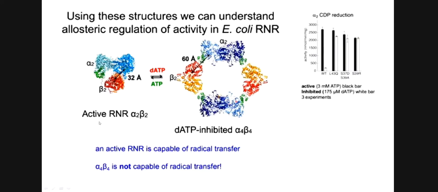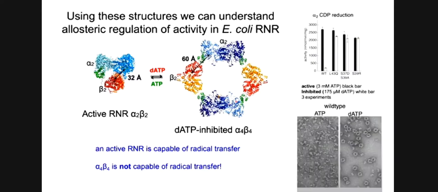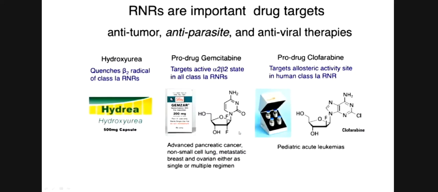In the active ribonucleotide reductase, the distance between alpha 2 and beta 2 is 32 angstrom, but in the presence of dATP, a donut-like ring system is formed. The distance becomes 60 angstrom, so the radical transfer cannot happen, and alpha 2 cannot do the reduction. Here is one image where in the presence of ATP there is no ring, and in the presence of dATP the rings are formed. So we can say the formation of rings is the reason why dATP can inhibit this enzyme.